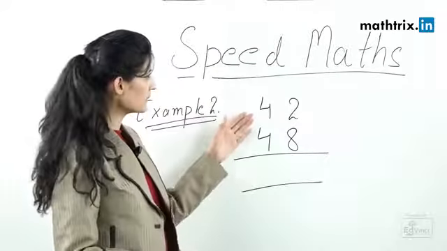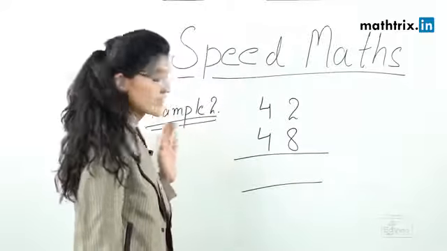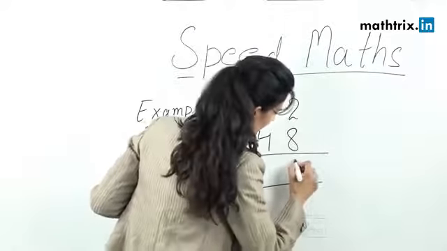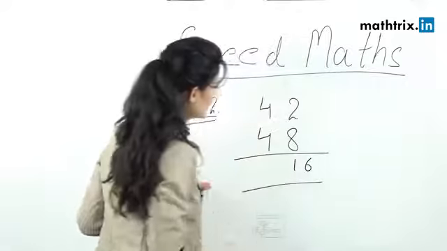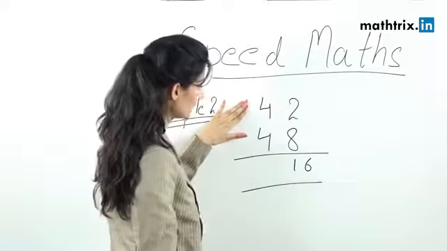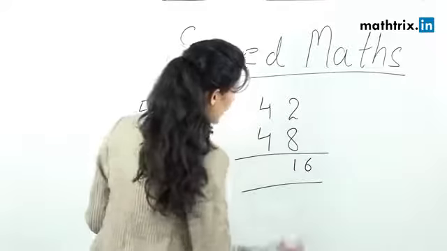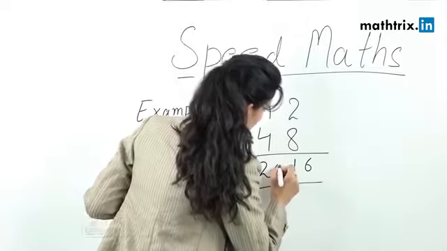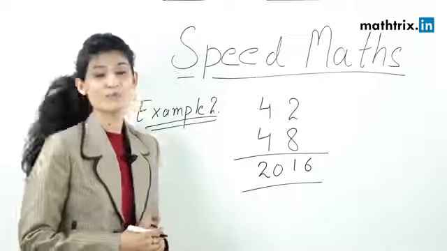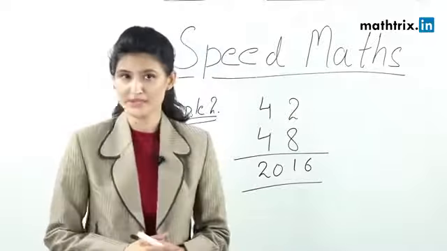Example number 2, in which we are multiplying 42 into 48. So step number 1, multiply the last digits, which is 8 into 2, gives 16, and then the remaining number, which is 4, into the next integer, which is 5. So 4 5s are 20. So your answer is 2016. So that's how we do multiplication of partially complementary numbers.